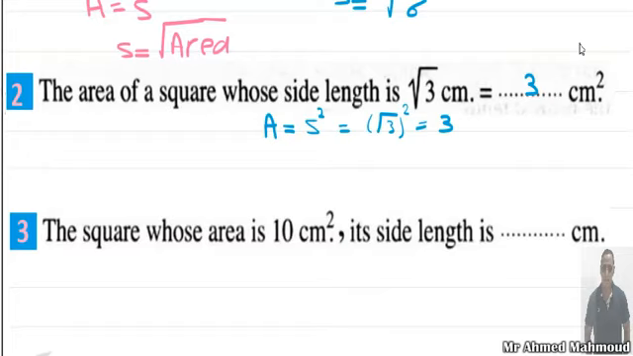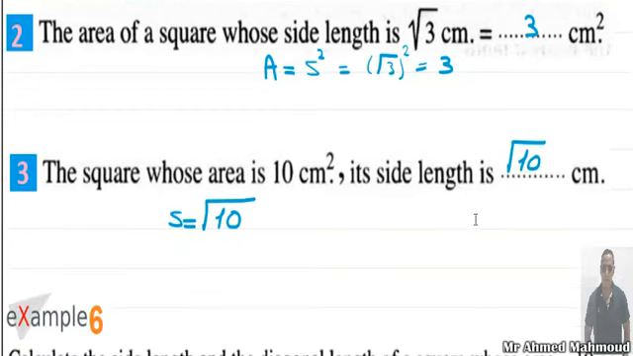The square whose area is 10. Here we have the area is 10, then the side length equals what? We need the side to equal the square root of the area, which is square root 10. Here we don't have a simplest form for root 10, so we are going to write root 10 without simplifying. Okay, the next one.